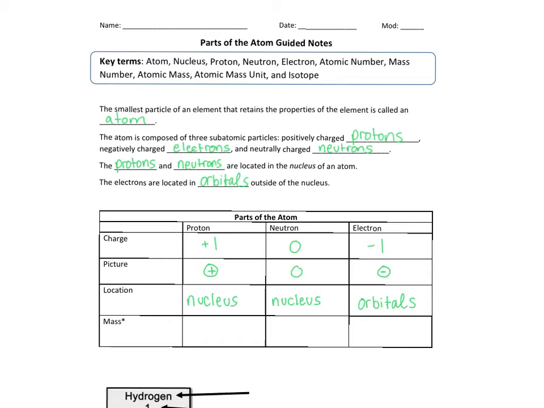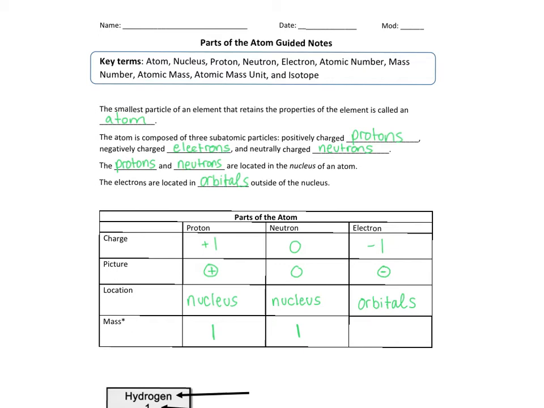Now the mass is a little bit more tricky, okay? What we're going to write down right here is pretty much just like a relative mass, just to kind of show what has mass and what does not. So a proton, we say, has a mass of 1. They're pretty big, so they're pretty heavy, at least compared to other things. Neutrons are also a 1, so they have almost the exact same mass as a proton.